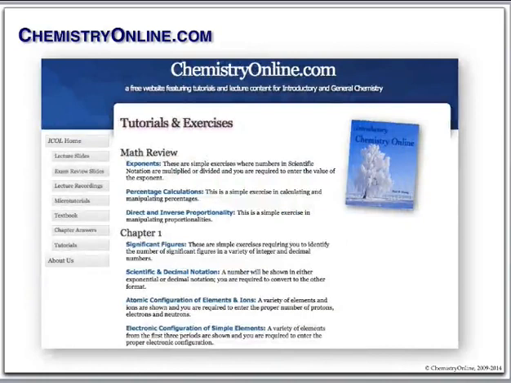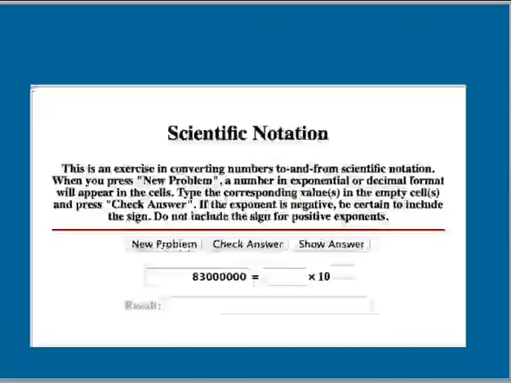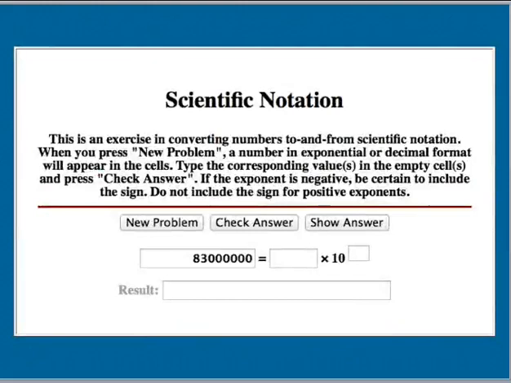Let's go ahead and look at the scientific notation tutorial. All in the world this does is it gives you a number. In this case, it asks you to convert it to scientific notation. So go ahead and take this number, 83000000, and rewrite it in scientific notation.